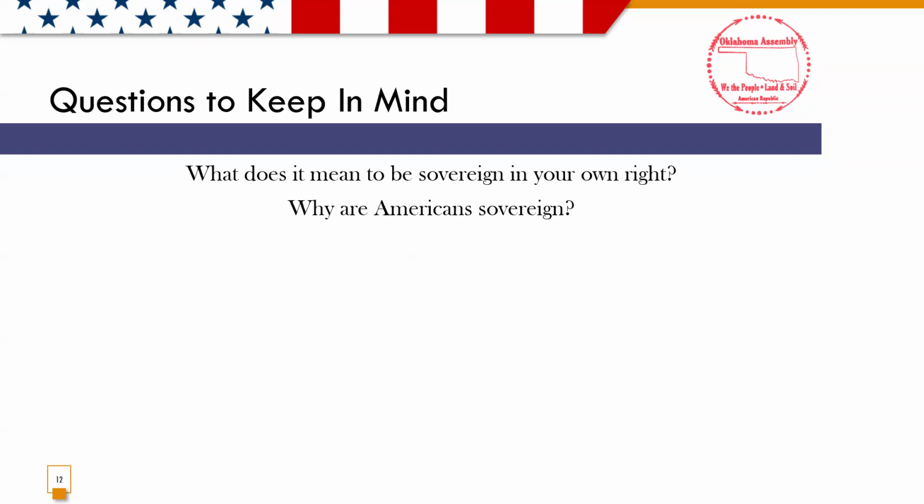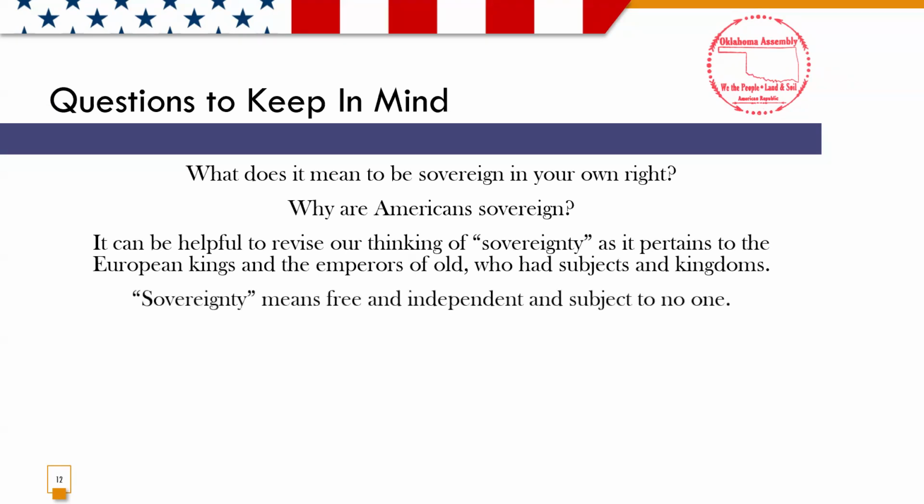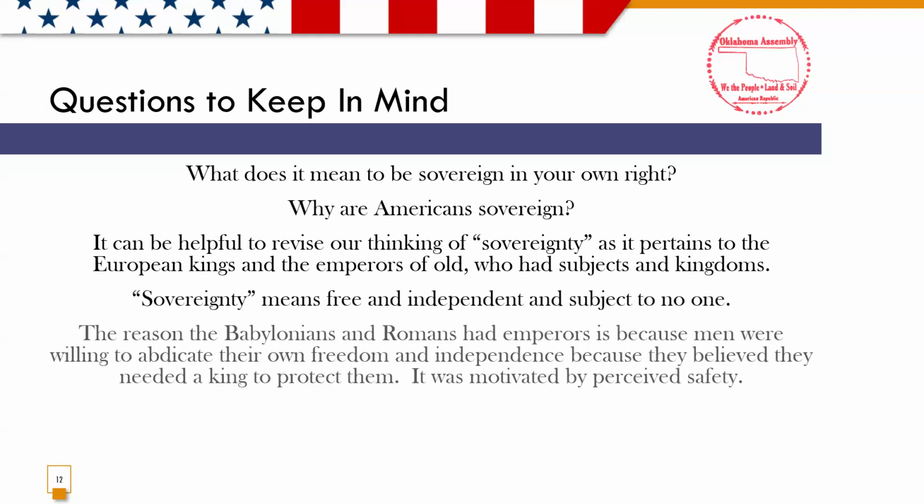Why are Americans sovereign? It can be helpful to revise our thinking of sovereignty as it pertains to the European kings and the emperors of old who had subjects and kingdoms. Sovereignty means free and independent and subject to no one. The reason the Babylonians and Romans had emperors is because men were willing to abdicate their own freedom and independence because they believed they needed a king to protect them. It was motivated by perceived safety.